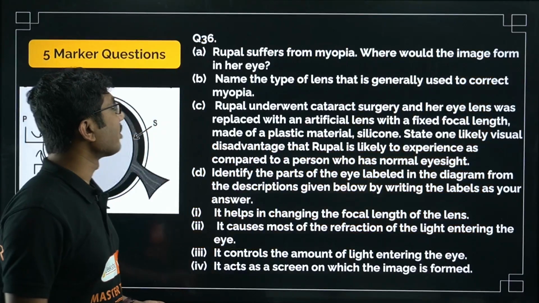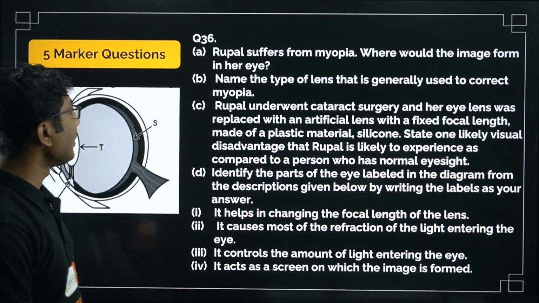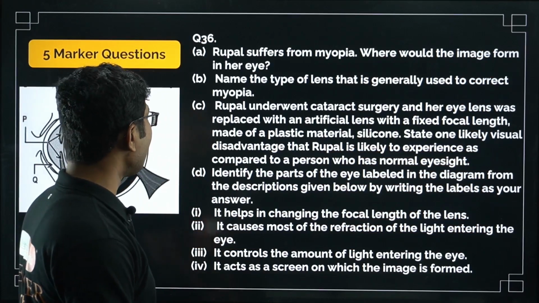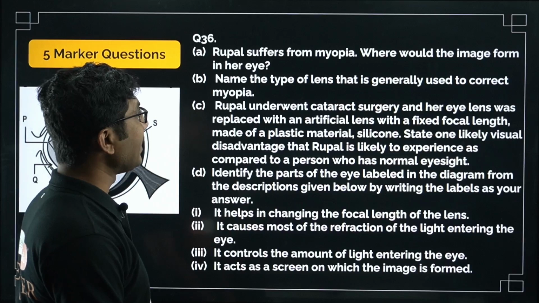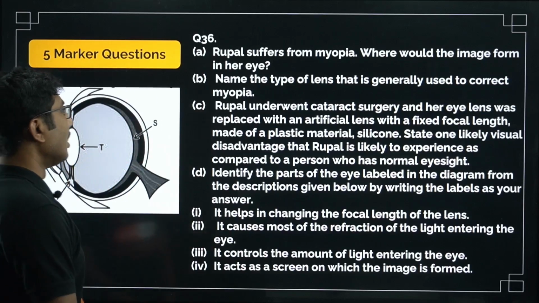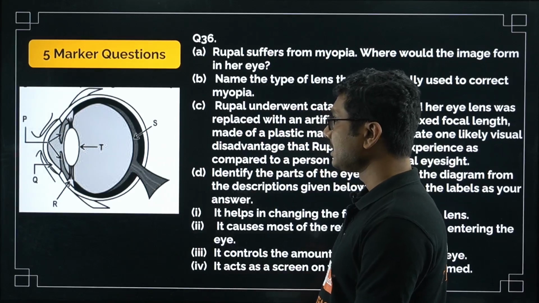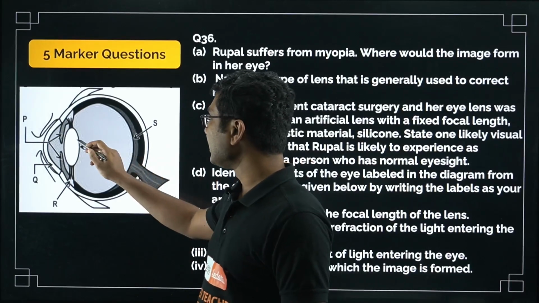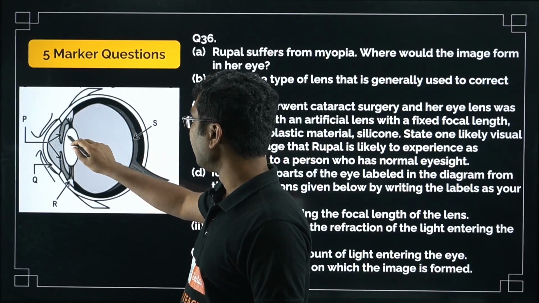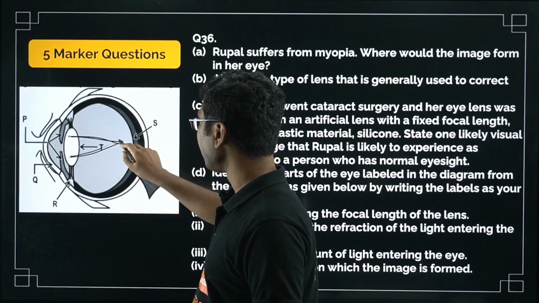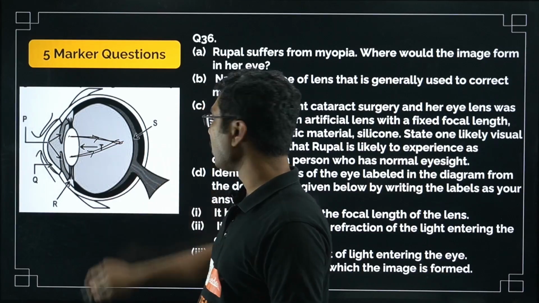Now let's see the OR question 36. Rupal suffers from myopia. Where would the image form in her inner eye? So myopia means the lens is forming the image in front of the retina, right? So the image is getting formed in front of the retina. That's why it is called myopia.